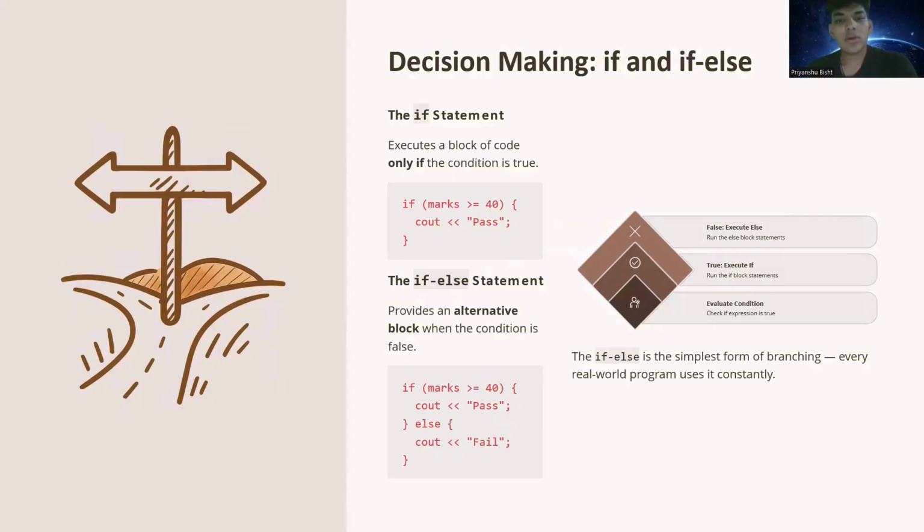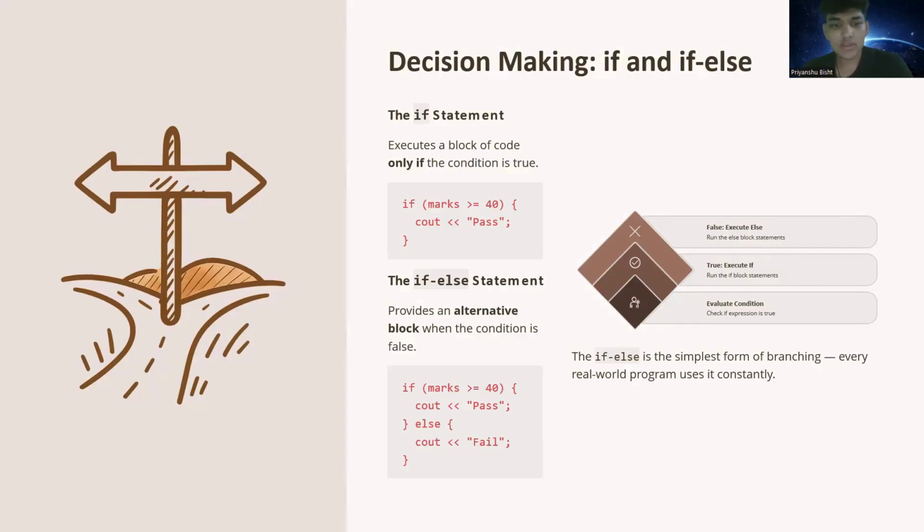Now let's talk about decision making statements. First is the if statement. The if statement executes only when the condition is true. For example, in this example, if marks are greater than or equal to 40, it prints pass.